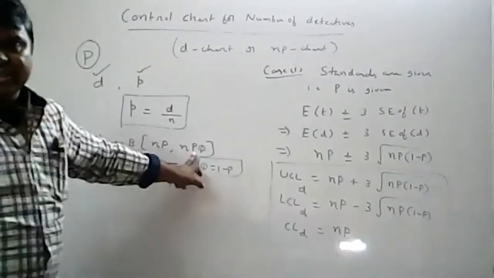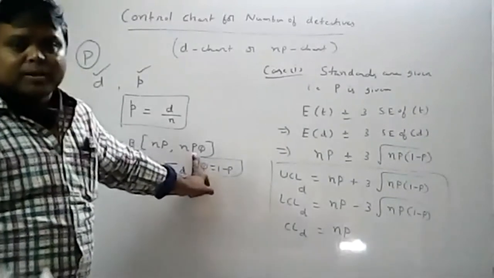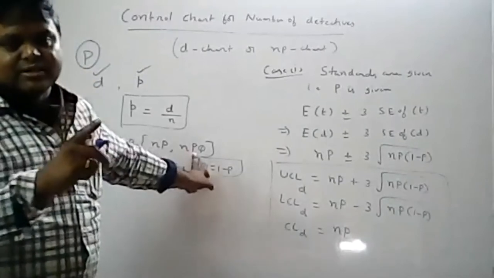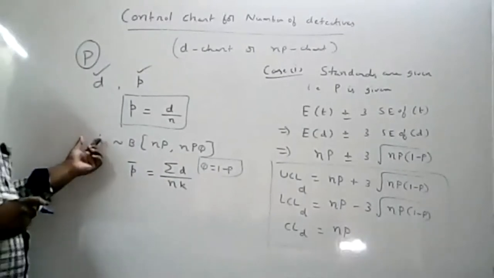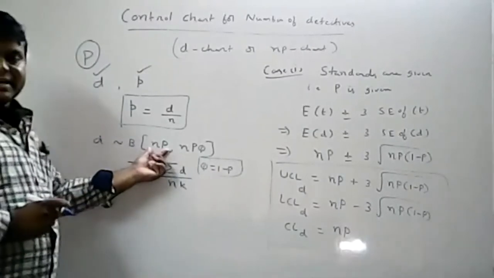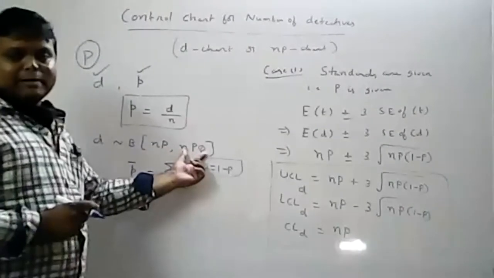There you calculated expectation of small p and variance of small p, because you were constructing P chart. Now you are constructing D chart. That means you only require D values. I already know D values: the mean is NP and the variance is NPQ.